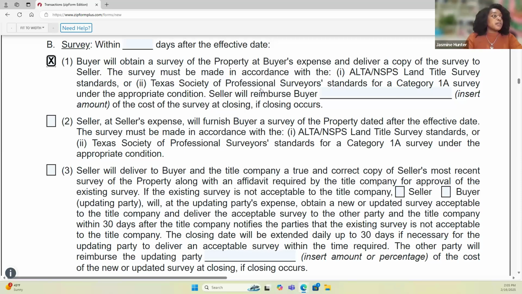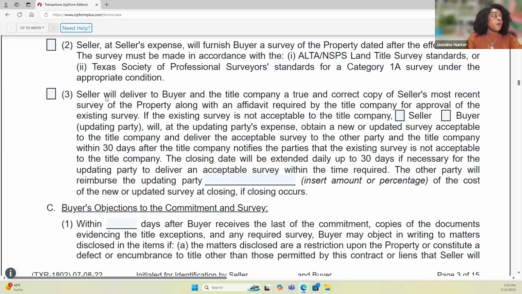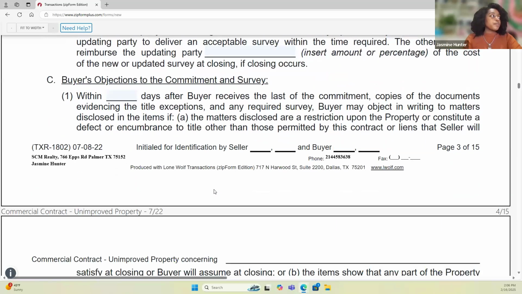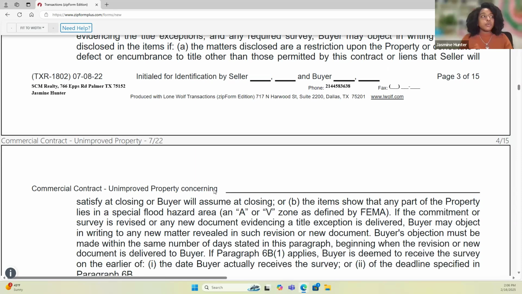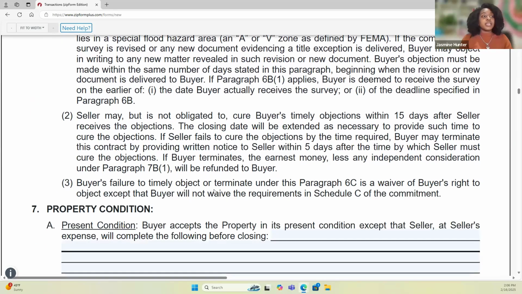Okay. Seller, at the seller's expense, can go ahead and get it on their own if they don't want to go that route, or the seller will deliver a copy to the buyer and to the title company. And if it's acceptable, good. If it's not, then who's going to buy it? Okay. Now, the buyer's objections to the commitment and survey, however many days after receiving all of these documents, how are you going to object, which is the exact same thing as the residential side.